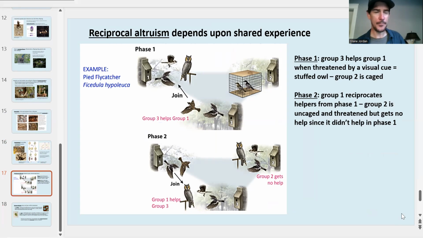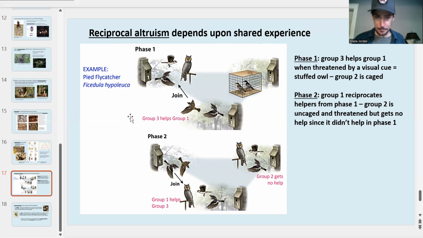Now, there's this other interesting form of altruism that we would call reciprocal altruism. And reciprocal altruism is really something that depends upon shared experiences amongst individuals. This is an idea where if a particular group of individuals helps another group of individuals, regardless of their direct relatedness, then one group of individuals might be inclined to help the other in a future situation. And this has been demonstrated in these interesting experiments with pied flycatchers, which are these birds shown in this cartoon. And so this experiment is broken into two phases.